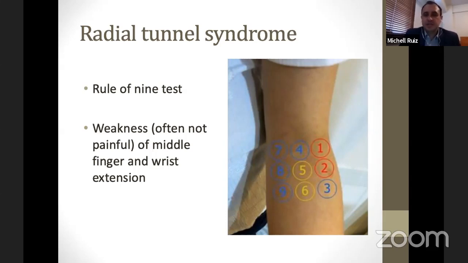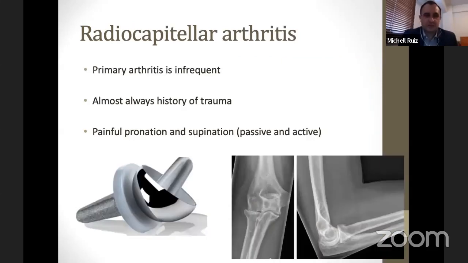So you have to take this into consideration because very chronic patients that have some kind of treatment of lateral tendinopathy will still experience some kind of pain after the treatment, and you will have to discard the presence of a radial tunnel syndrome. Another differential diagnosis that you have to take into consideration is the radiocapitellar arthritis. It's very infrequent to find it as a primary diagnosis.